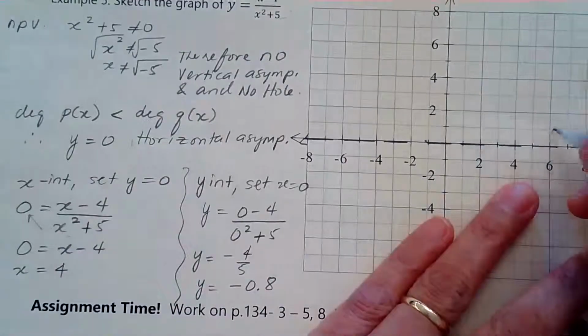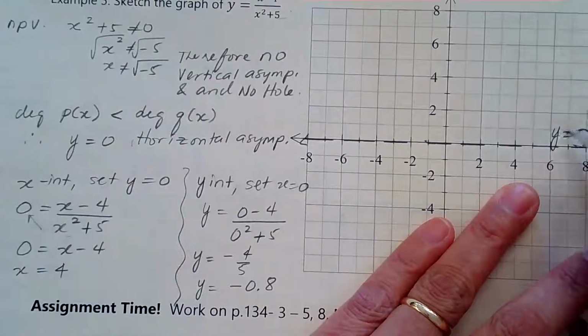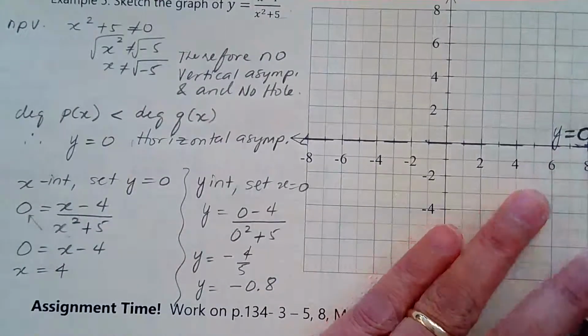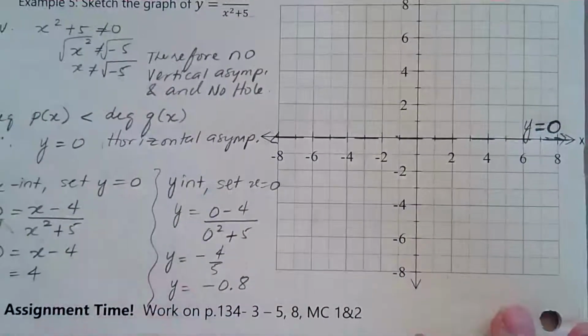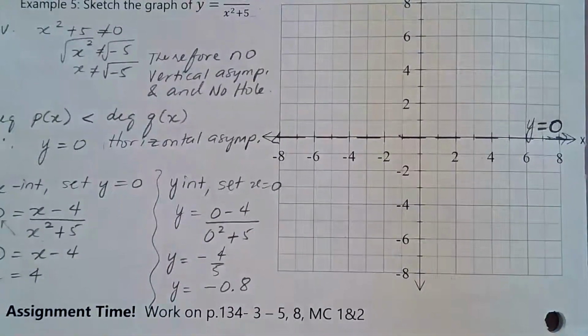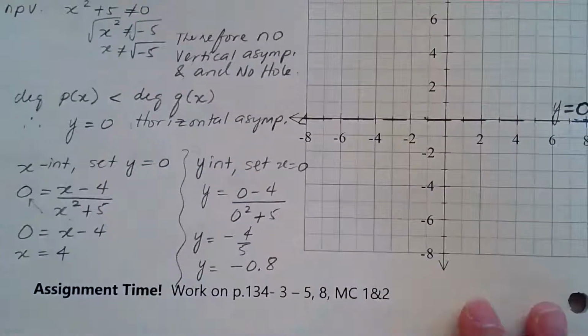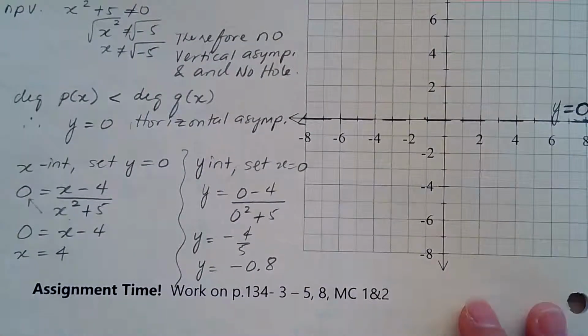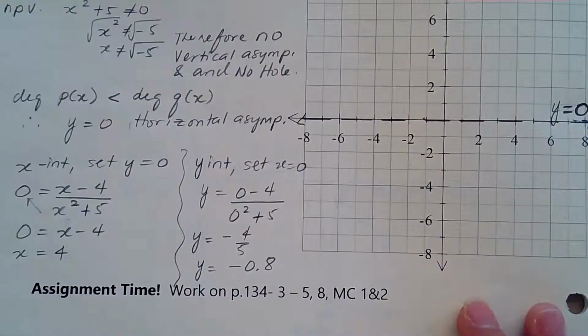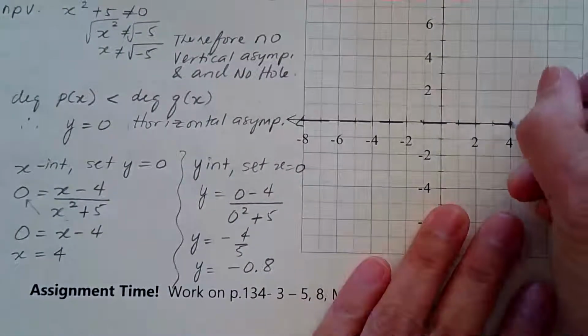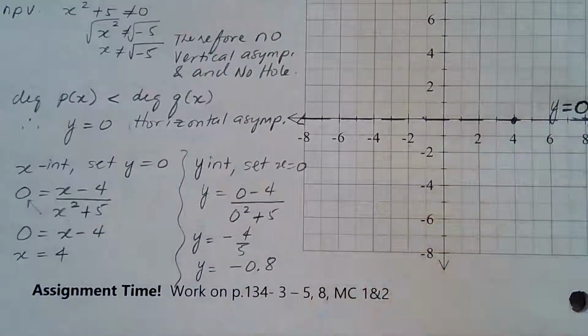So I'm just going to go y equals 0. I have to label my horizontal asymptote. Okay. Now, this is the weird thing. The x-intercept is 4. Now, you're probably looking like, what?